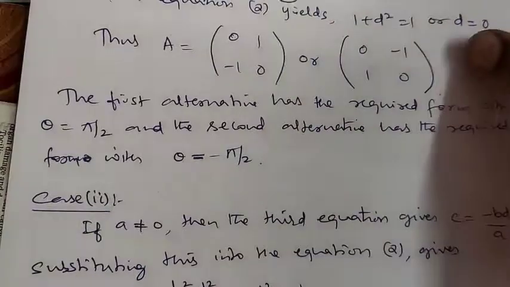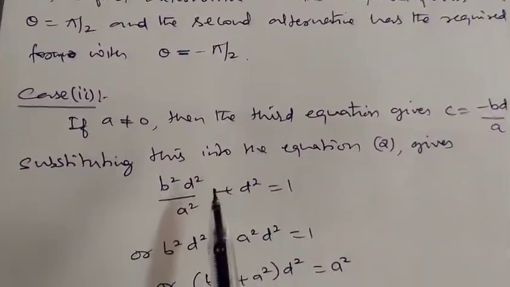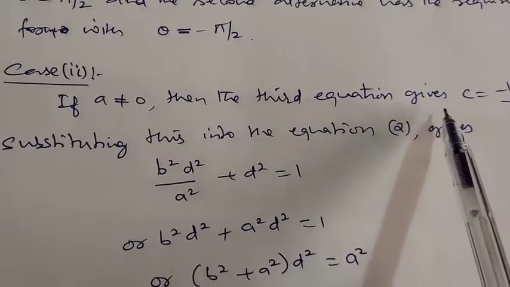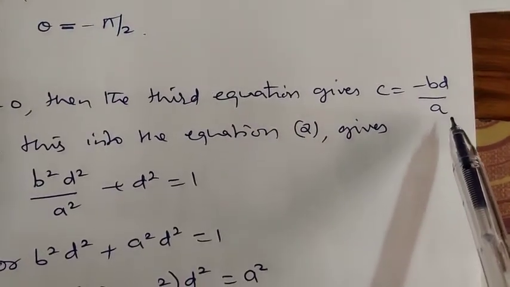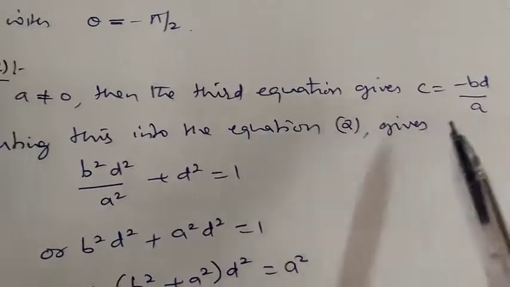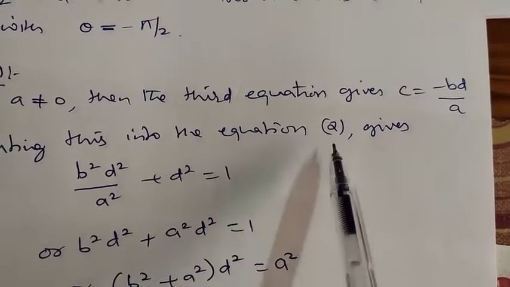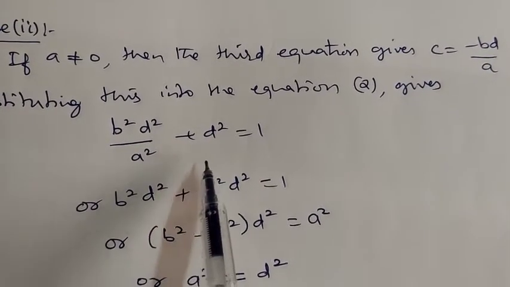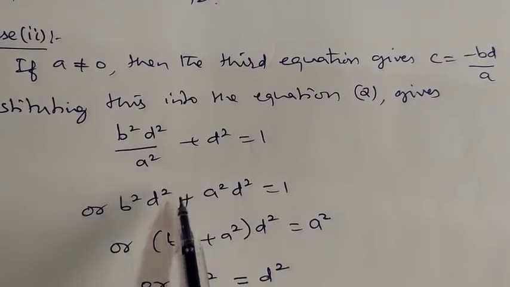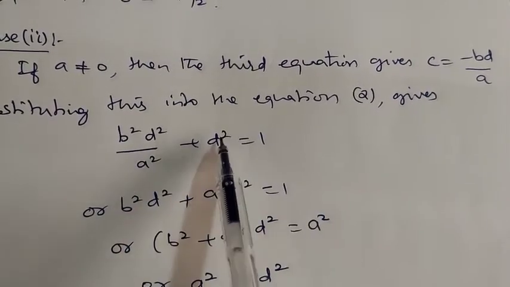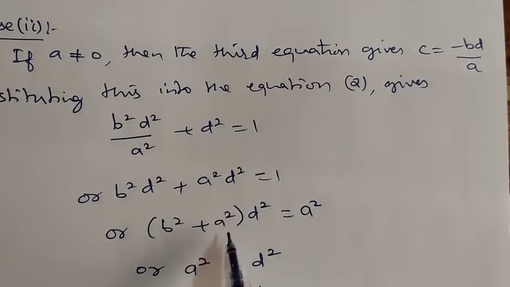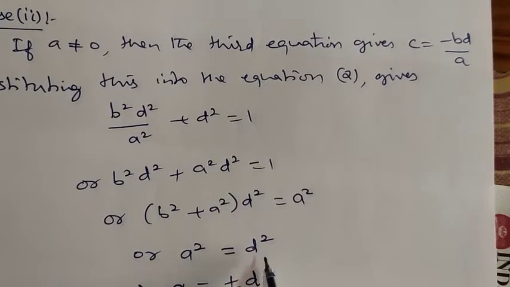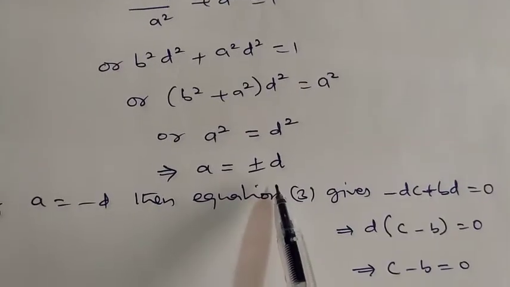Now we consider the second case where a is not equal to 0. If a is not 0, then the third equation gives the value of c to be minus b into d by a. Now substituting this value into equation 2 gives b square d square by a square plus d square is equal to 1. Taking LCM, b square d square plus a square d square is equal to a square, or b square plus a square into d square is equal to a square. This gives a square is equal to d square, or a is equal to plus or minus d.